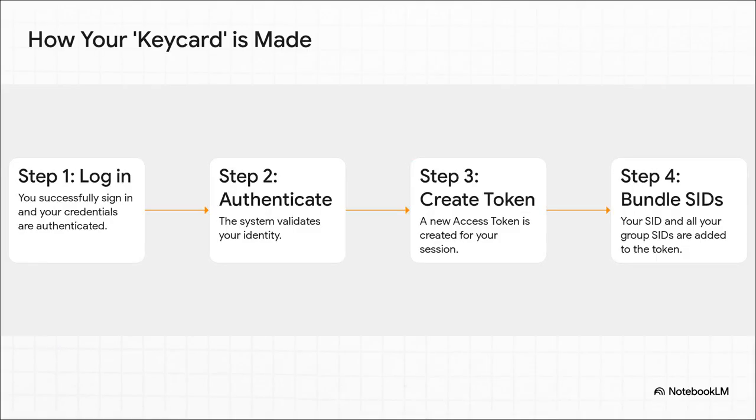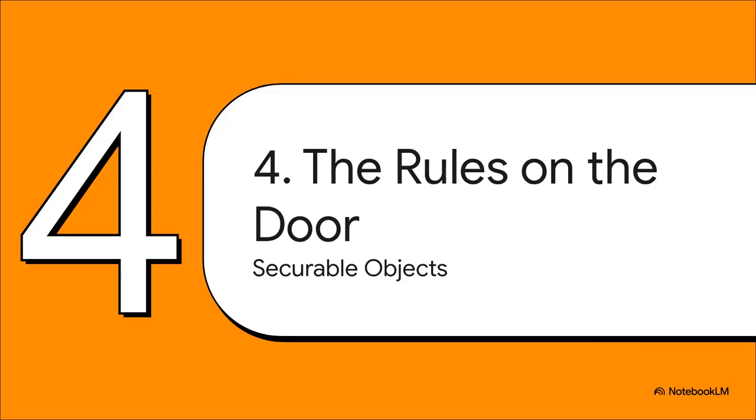And the process is actually pretty simple, but really powerful. Once you're authenticated, the system gathers up your personal SID and all your group SIDs, bundles them together into this secure access token, and then it attaches a copy of that token to every single program you run. From that moment on, you're basically carrying your credentials with you everywhere you go inside the system. So you've got your temporary keycard, your access token.